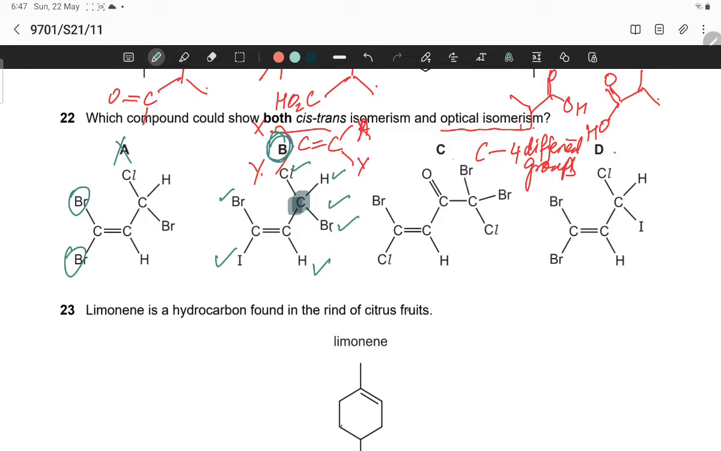And now let's check C. This double bonded carbon is bonded with two different groups, H and another group, so cis and trans isomers are there, but this carbon should be chiral, but it is attached with two same groups. So in this compound, no carbon atom is chiral carbon. So this is also incorrect. D option is also incorrect because this carbon is bonded with the same atom or element, so this is also incorrect. So B option is correct.